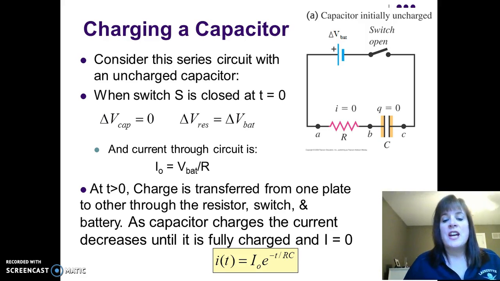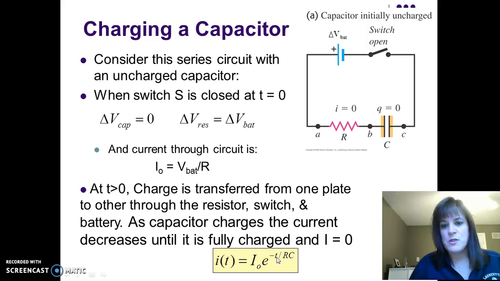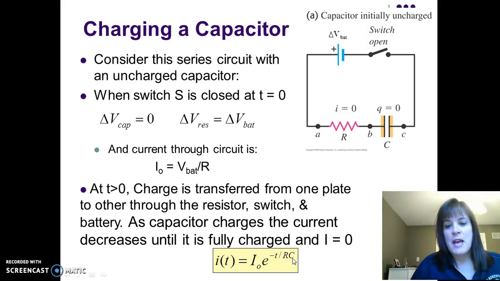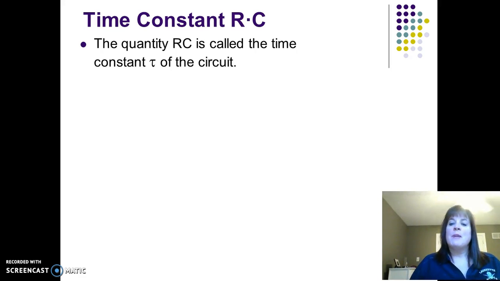Now, the equation that describes this current as a function of time is that initial current, the voltage of the battery divided by the resistance, times e raised to the power of negative the time since we closed the switch, divided by the resistance of the resistor times the capacitance of the capacitor. That RC is a very important thing, and it's called the time constant. Sometimes it's symbolized as tau. But that is called the time constant of the circuit.